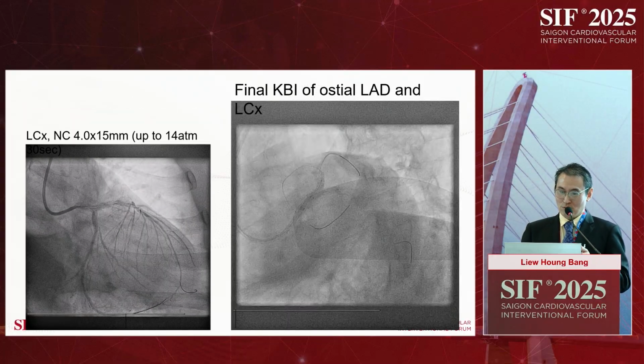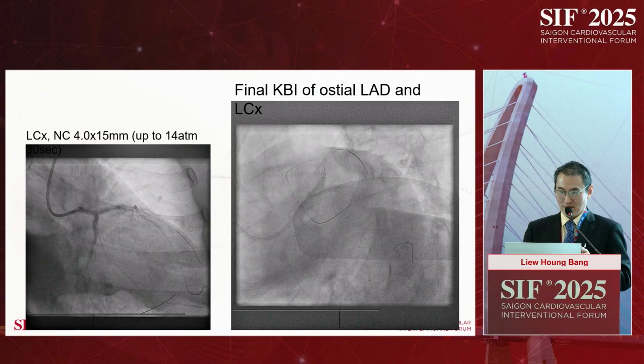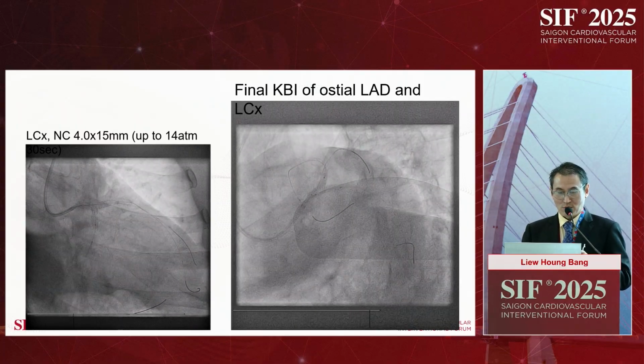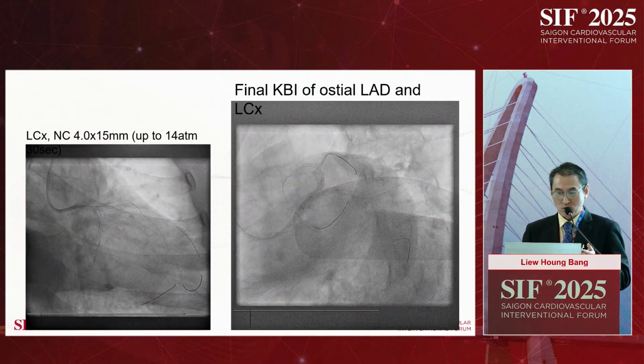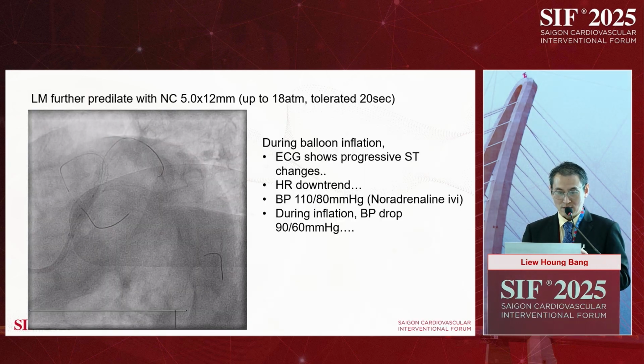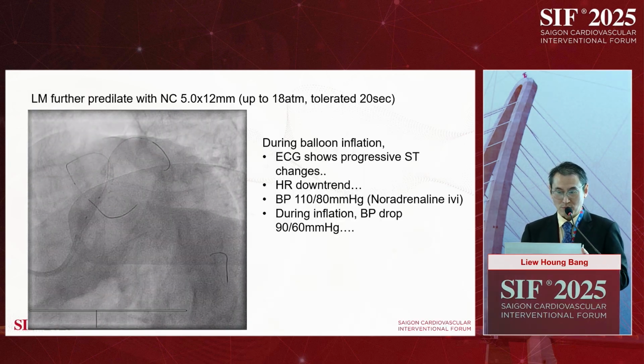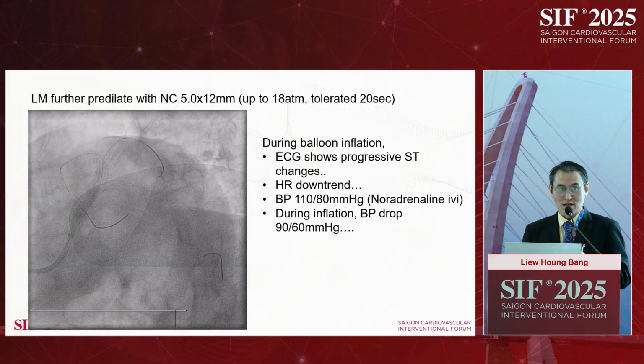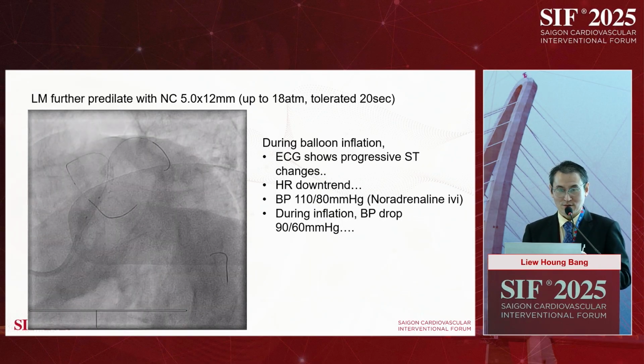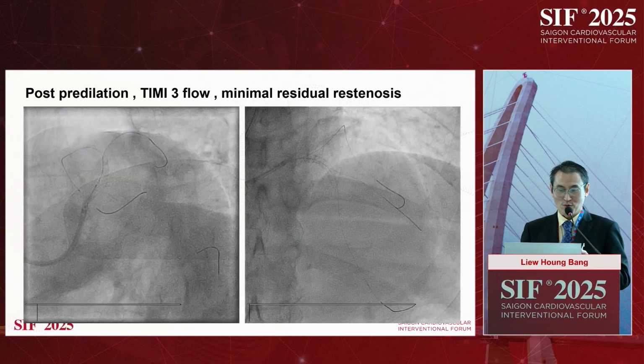And then we do the LAD likewise. And this is after the lesion preparation. We even kissed it to restore the geometry of the stent and POT it as well. And this is just ballooning preparation. And we take note when we do this, the patient does have hypotension. So not very stable. So what do we do after this?